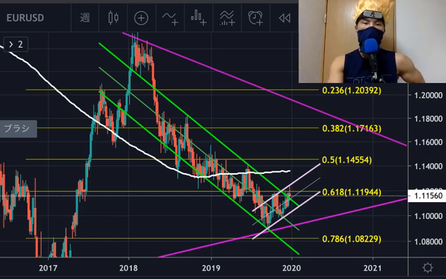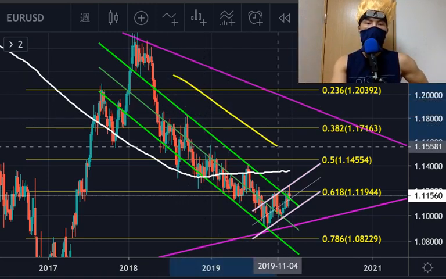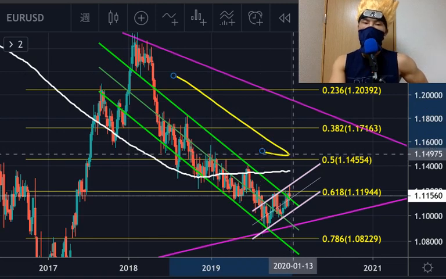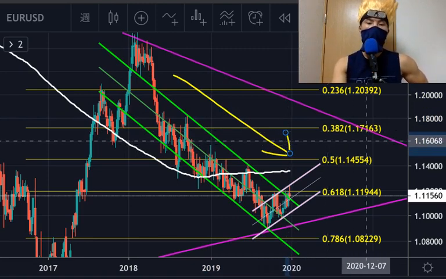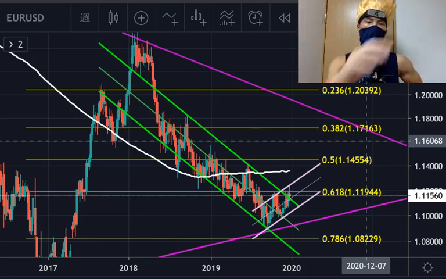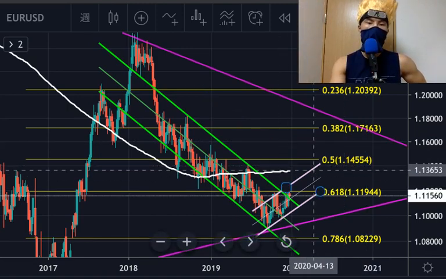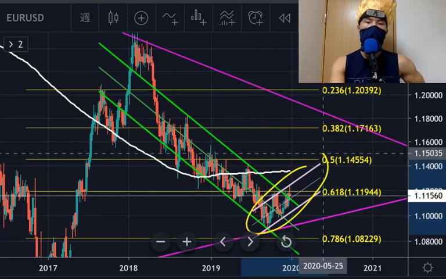This green descending channel shows you the mainstream is a downtrend. But recently, it may change the trend, from downtrend to upper trend. This is the possibility of an upper trend.